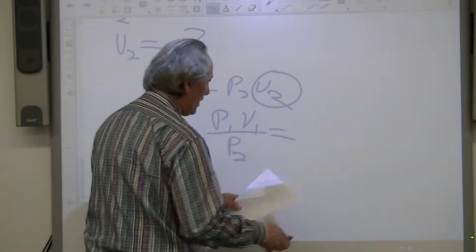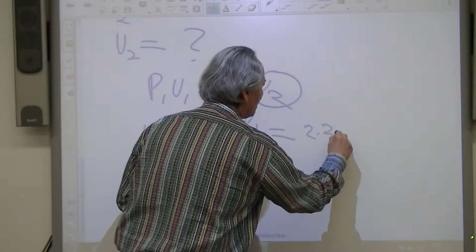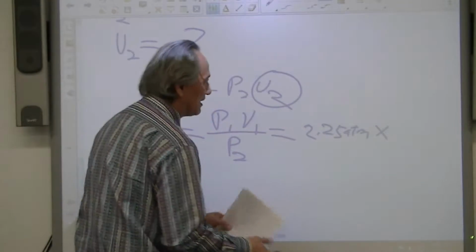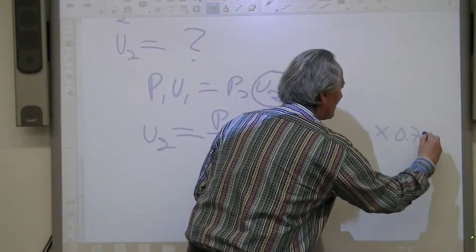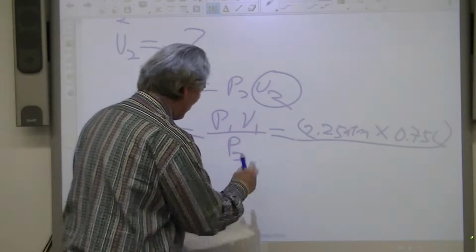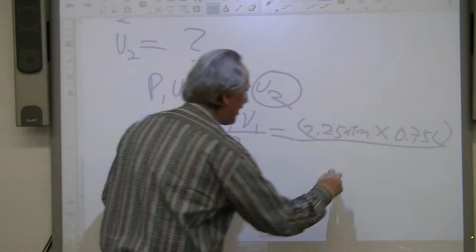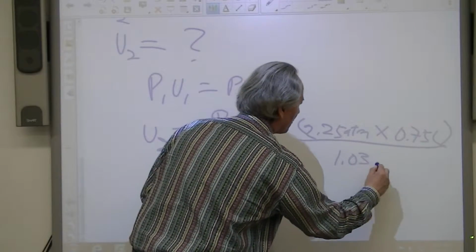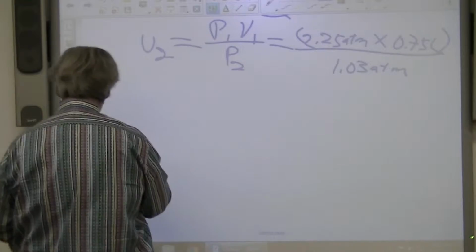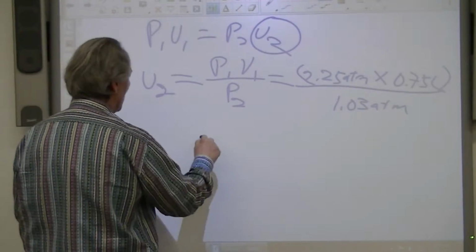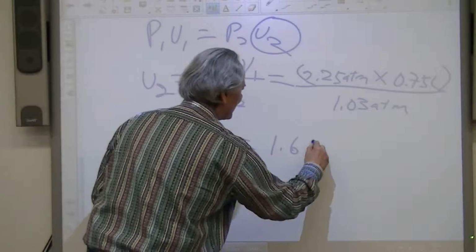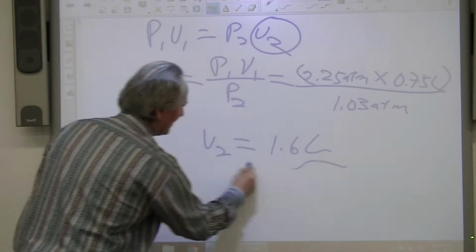Pressure 1 was 2.25 atm. My volume that was given was 0.75 liters. In the denominator, we need pressure 2, and pressure 2 was decreased to 1.03 atm. When we do the calculation, V2 will equal 1.6 liters.